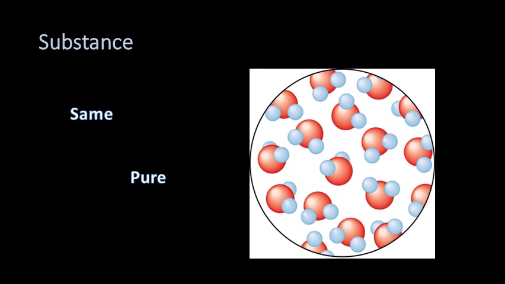A substance is pure. A lot of times you'll hear people say, well, it's a pure substance, which is redundant. It's the same thing. If it's pure, it's automatically a substance. If it's a substance, it's automatically pure. It has exactly the same thing all the way through it. Yeah, it's the same. It's pure.